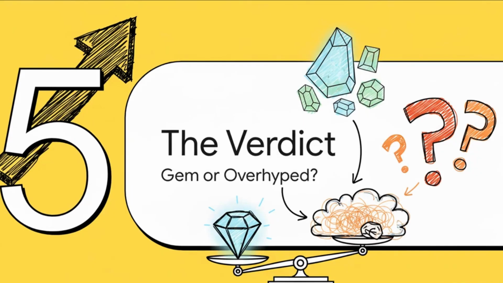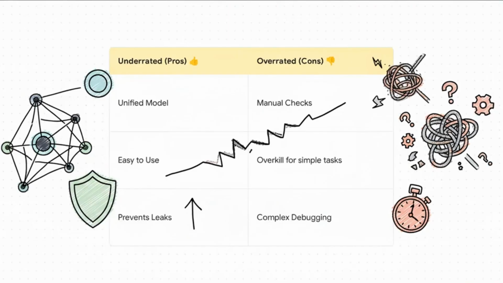Okay, so we've seen it's powerful, and it's deeply integrated into .NET. But that brings us right back to our original question. Is it a true gem, or is it maybe just a little bit overhyped? Let's weigh the pros and cons. So on the underrated gem side, its biggest win is having this one unified model for cancellation across the entire .NET landscape. It's generally easy to use, and it is a beast at preventing resource leaks.